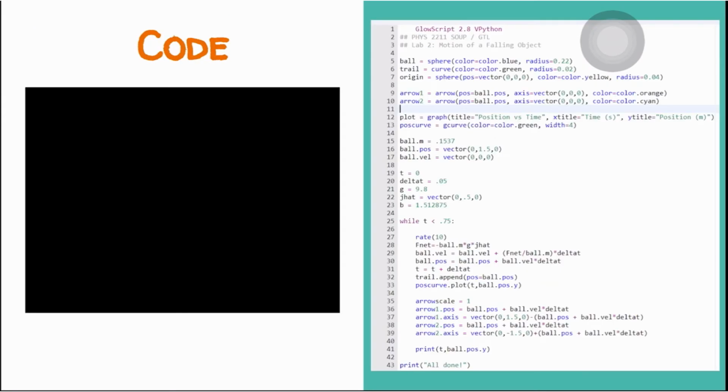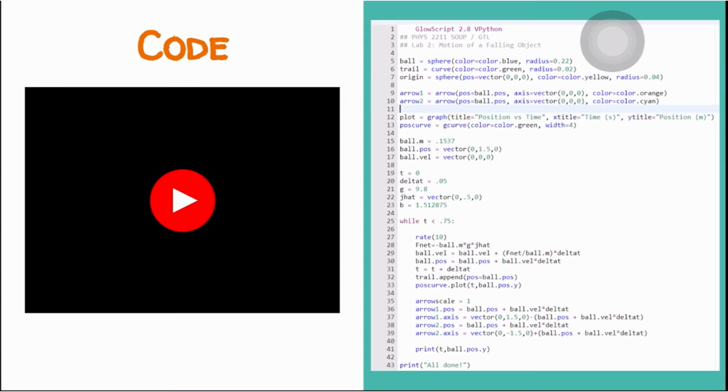To briefly go over my code, my sponge roller weighed about 0.1537 pounds. That's just getting a value off of Google of what a sponge roller would approximately weigh. My roller starts at 1.5 meters, so that's the initial roller dot position vector. I did my change in time at 0.05 seconds. Of course, we have gravity, and I did my time on the GlowScript model for less than 0.75 seconds, as that was right after the object came to rest or to the origin.